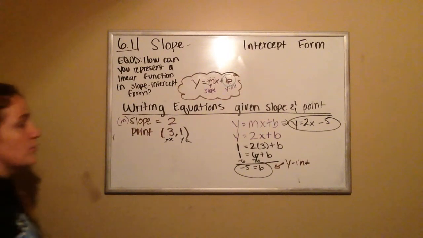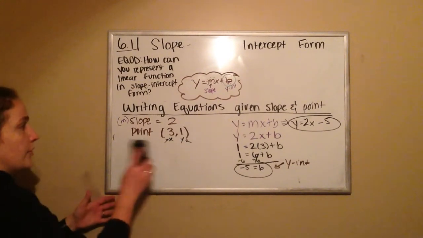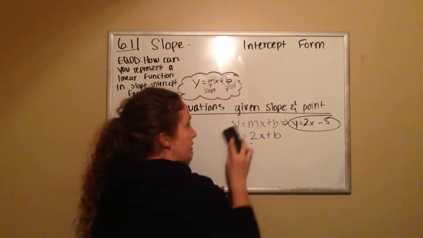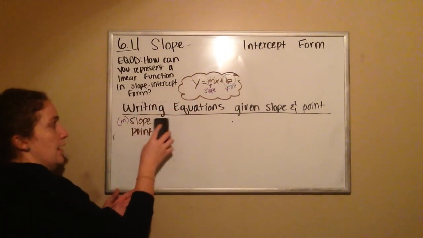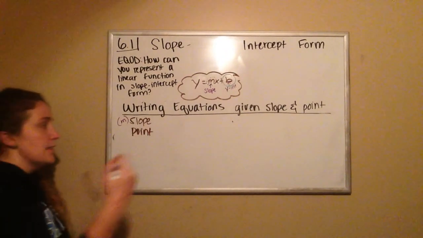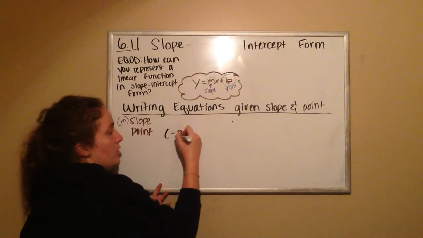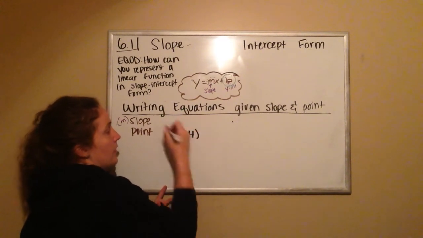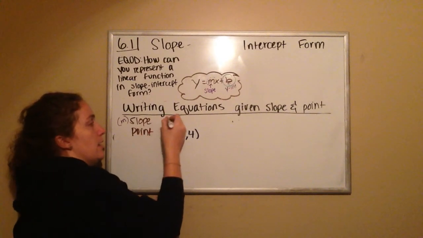Alright, let's do one more of these, and I'm going to have you do one on your own. Just because it's very important that we understand exactly how to do this. And we'll do one with some fractions because I know how much you guys love fractions. So the point is (-2, 4), and the slope will be negative 1/2.